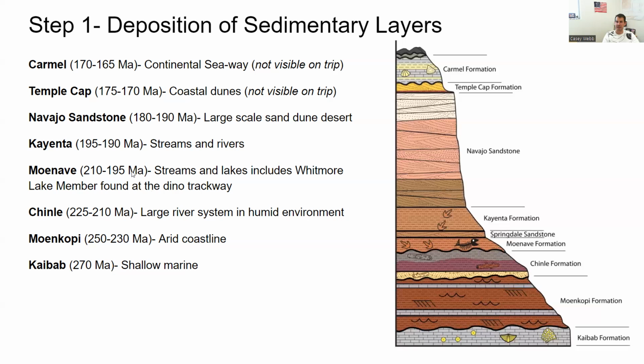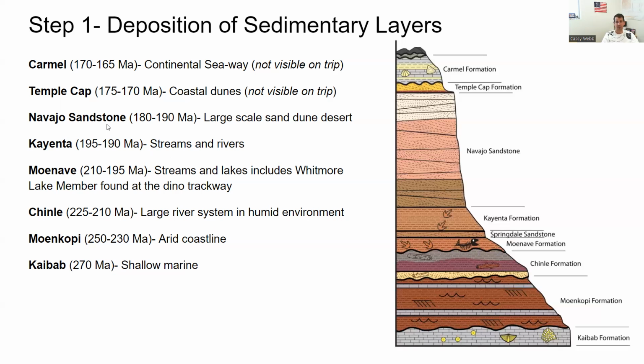Okay, so next we have the Kayenta Formation, very similar to the Moenave, streams and rivers, fewer lakes in the Kayenta. And then we get our Navajo sandstone. So this is the big cliff forming layer that makes up Zion National Park, the major cliffs of Zion National Park. It's also, if you did the first field trip to Snow Canyon, what most of Snow Canyon is in.